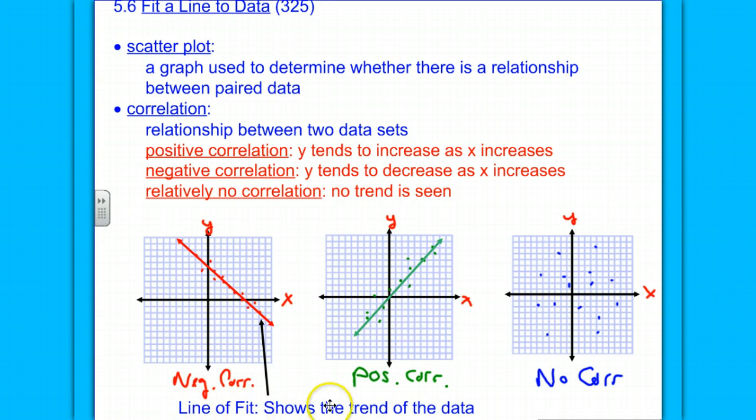A line of fit shows the trend of the data. So this is the new term today, the line of fit. You're just fitting a line, like I did here, into the data to show the trend. Okay, you don't need to write this down.